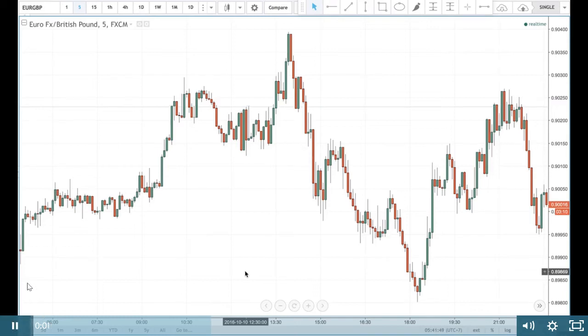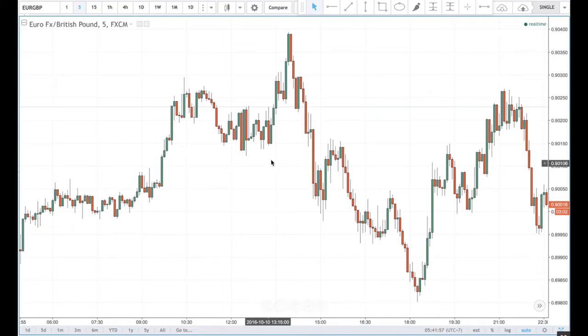Okay, so here's the euro pound on the 5-minute chart. Now, we're down on the 5-minute chart to show you that there's even money spots here. I wanted to make sure that it's clear that it's on every time frame. The illusion exists on every time frame. So let's take a look here.